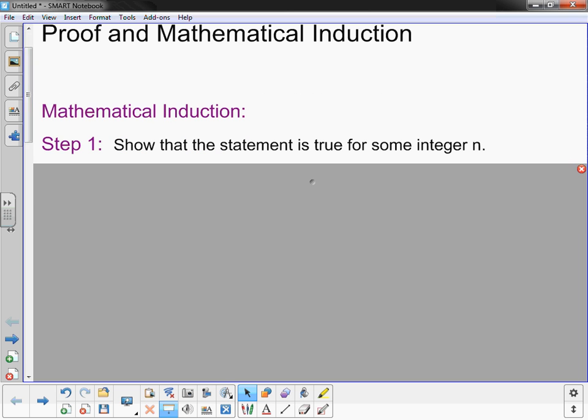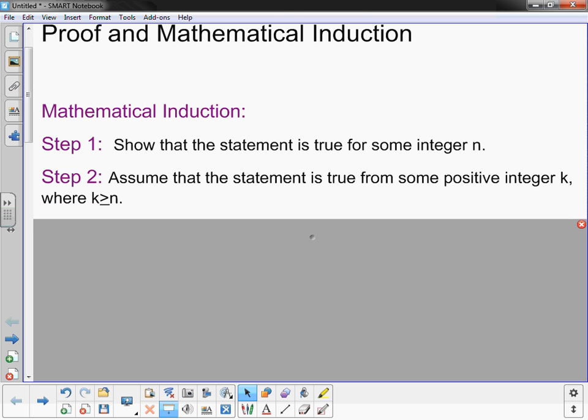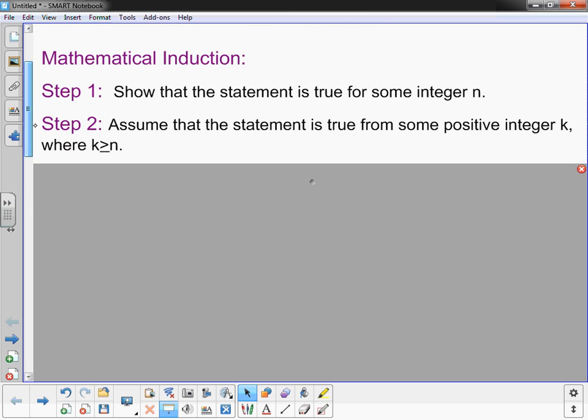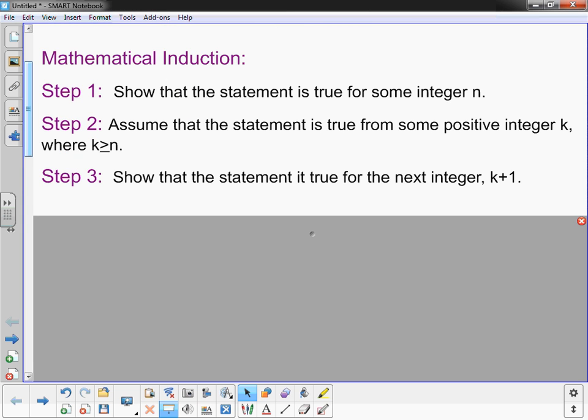Step 2. Here comes the fun part. We never got to do this in geometry. Let's assume that the statement is true for some positive integer k, as long as k is greater than n, which is what we had to begin with. K, or our n before was like 1. So as long as we pick a value that's bigger than the one we started with, we're just going to let k be some positive integer. That's an assumption.